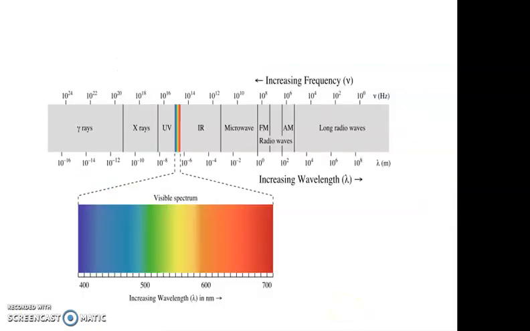Now here you can see the total electromagnetic spectrum. We have started with increasing frequency, which means this is the highest frequency and this is the least frequency, that is, gamma rays having the highest frequency and long radio waves having the least frequency. On the other side we have wavelength, and as the frequency is maximum in case of gamma waves, the wavelength is minimum in case of gamma waves, whereas it is maximum in case of long radio waves. Okay.